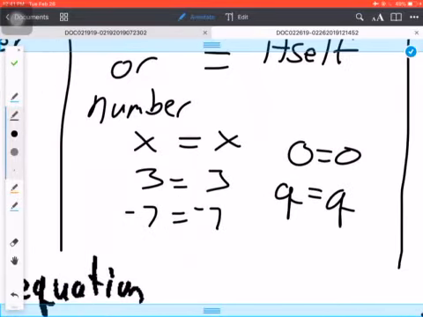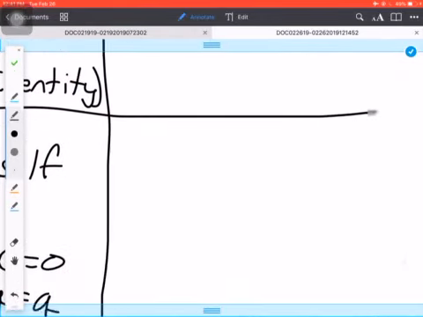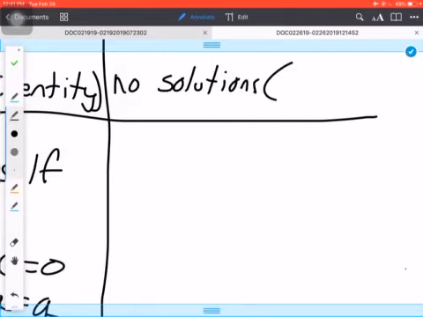Because in this case, whatever we substitute in here for x will always be the same thing over here. So if we say that x is 7, 7 equals 7, that's true. Let's say that x is 400, 400 equals 400, that's also true. And then contrasting that, we could also have no solutions. And sometimes we call this a null set.